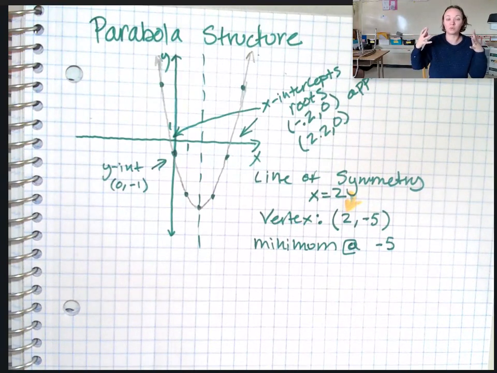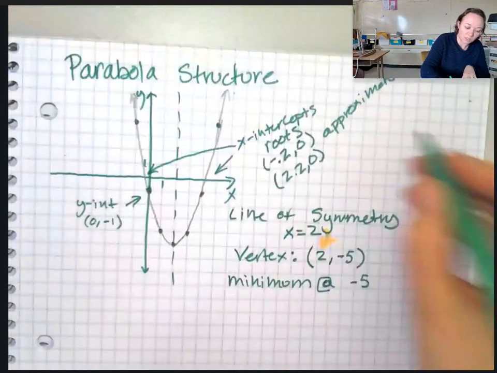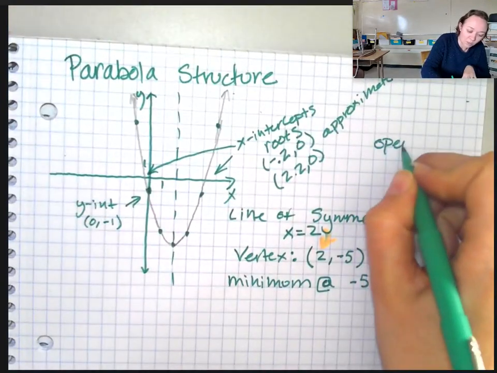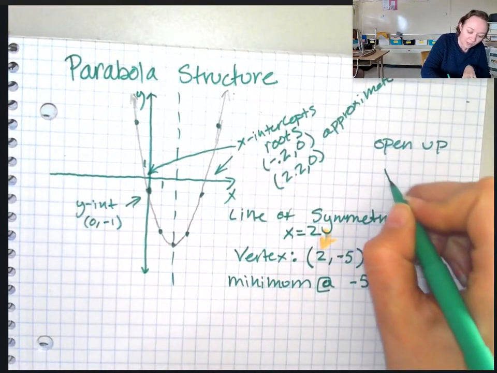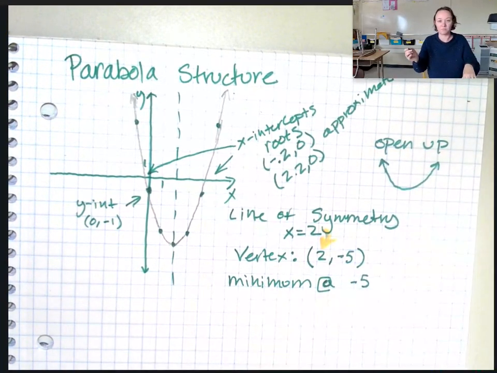Speaking of which, we do identify parabolas as being either open up or open down. So this one is an open up parabola because it looks like a bowl rather than like a mountain.